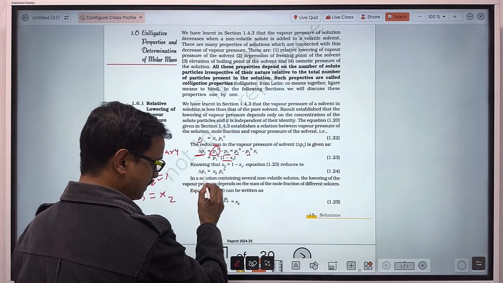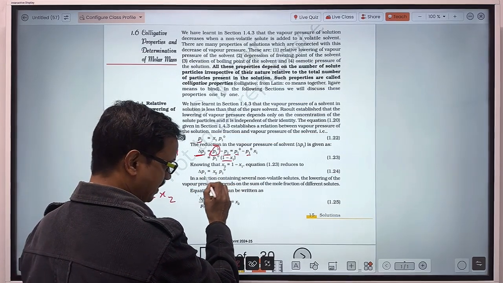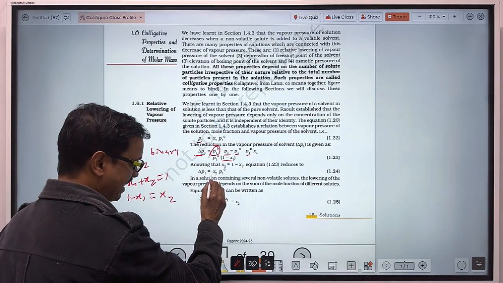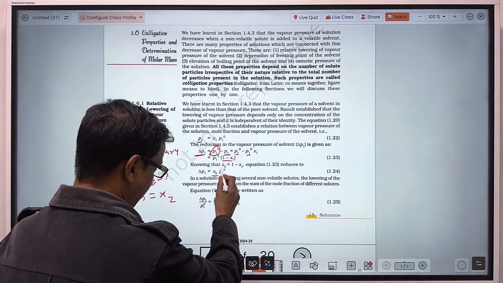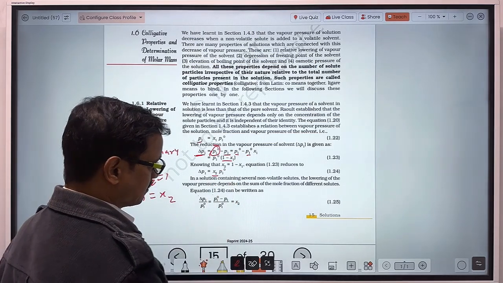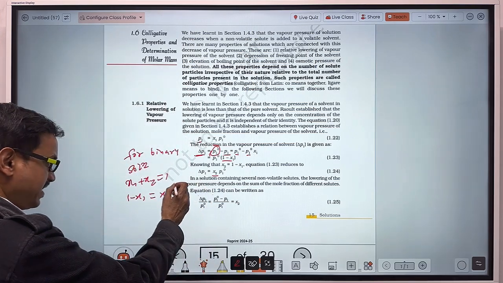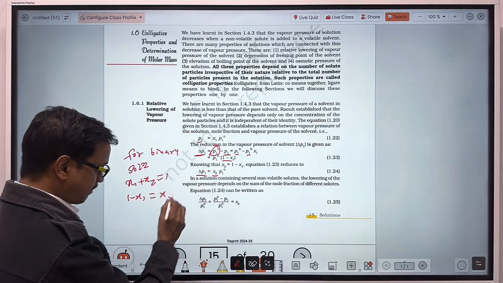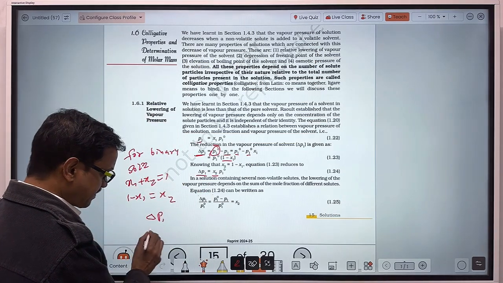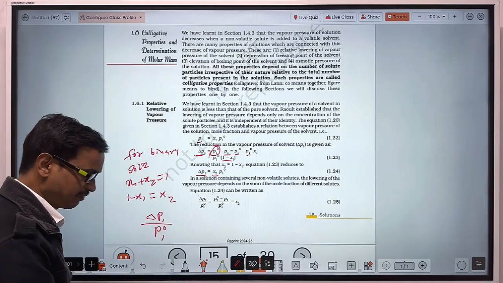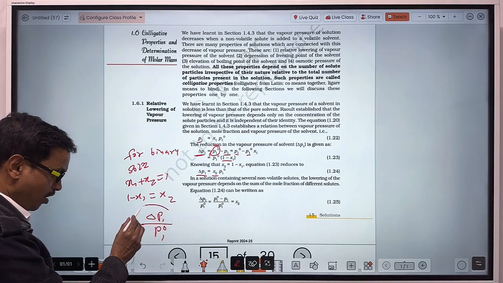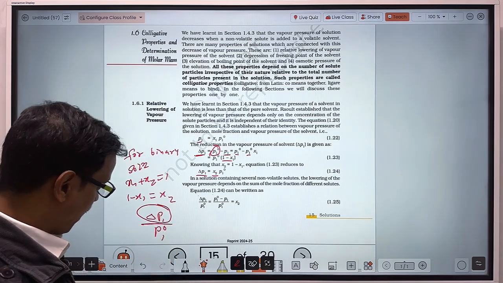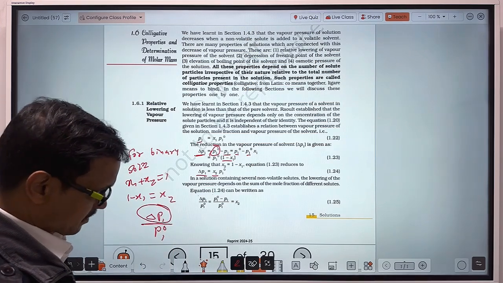So the change in vapor pressure will be equal to Chi2 into P degree 1. That means the change in vapor pressure will be equal to the mole fraction of solute into the vapor pressure of the solvent in pure state. And it is the relative lowering of vapor pressure. Relative lowering means the change in vapor pressure with respect to the initial vapor pressure, that is, the vapor pressure of solvent in pure state.